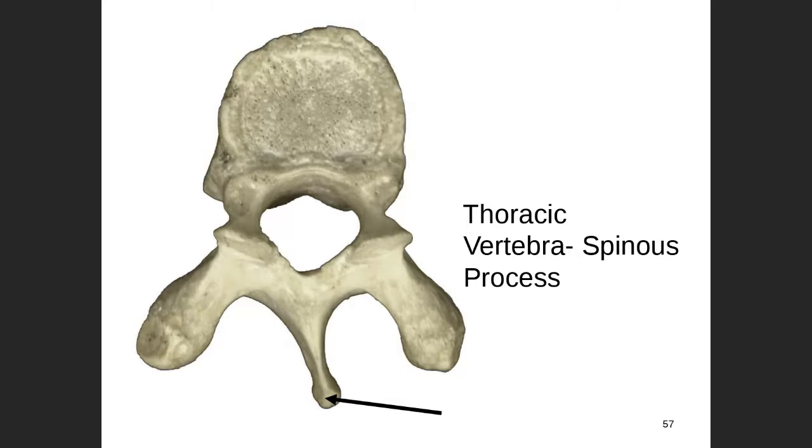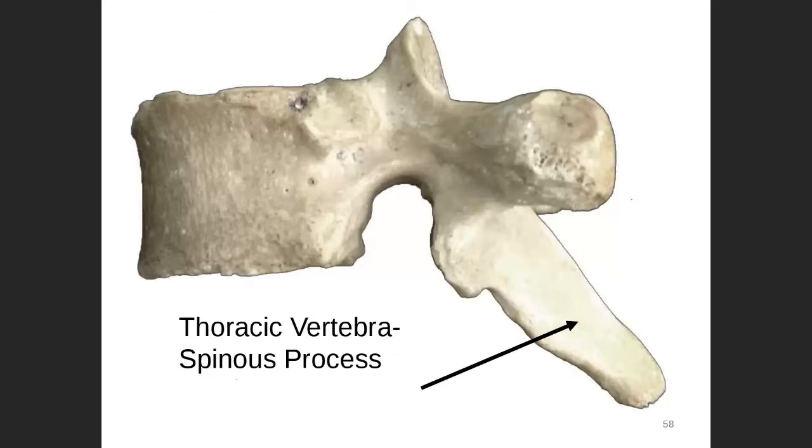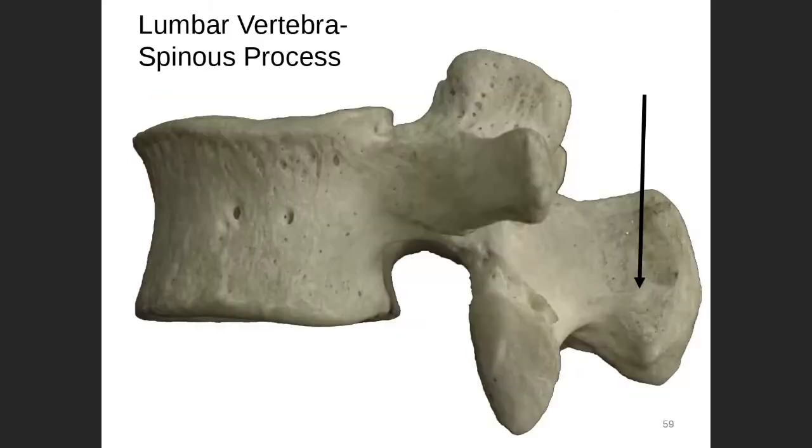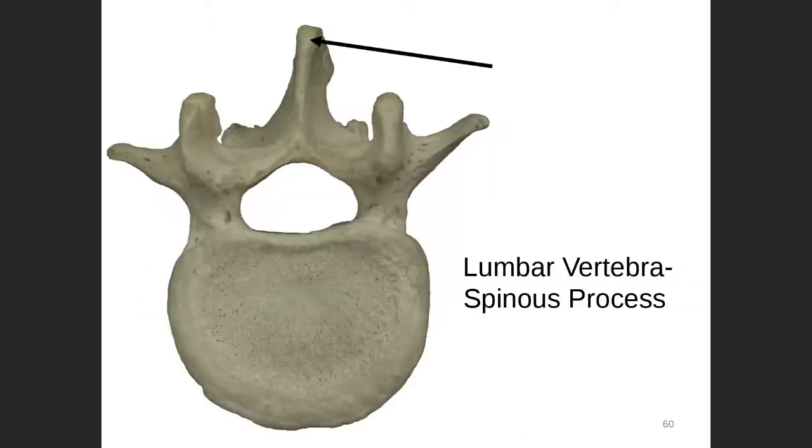All right, here's a nice view of the spinous process. And then you can see it from the lateral view here. And then we'll drop down into the lumbar. And you can see the lateral view here of the spinous process in the lumbar. See how short it is? It's kind of blunted. It's thick. It's wide. And then you can see it, boom, right here from the superior view.